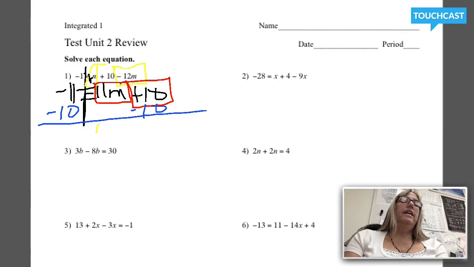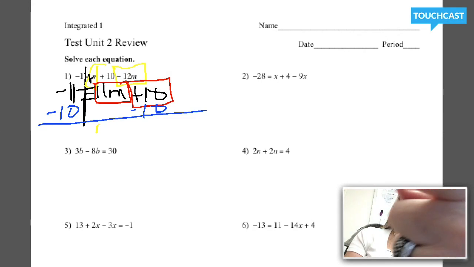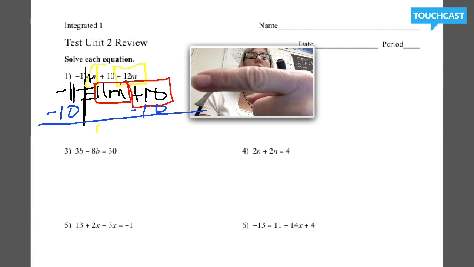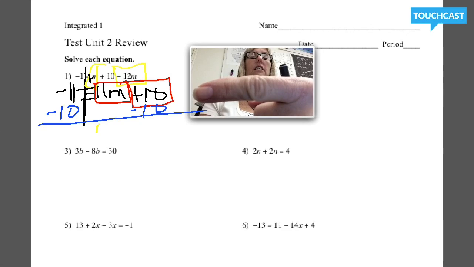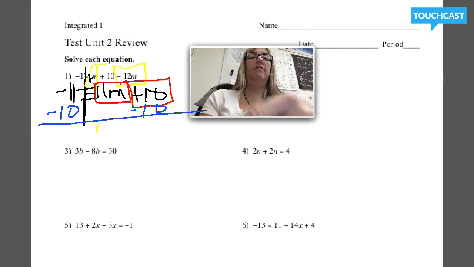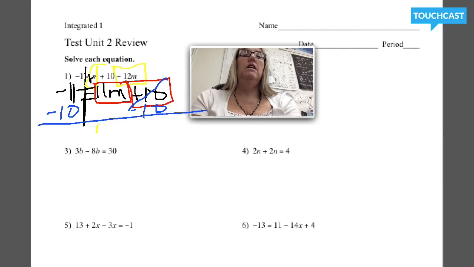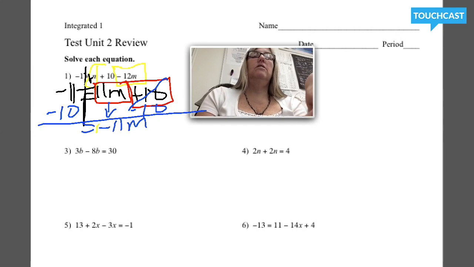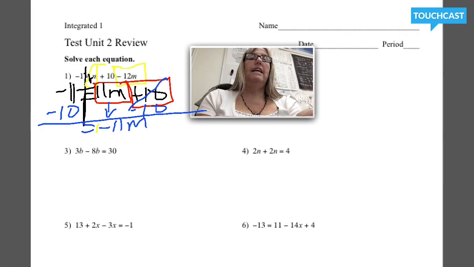So over here I have right there, well, you can't really see, so right there, that plus 10 negative 10 ends up being 0, so I like to cross it off. I'm going to bring down the negative 11m, and then again the signs are the same. It's negative 11 and negative 10, so I'm going to add those together.